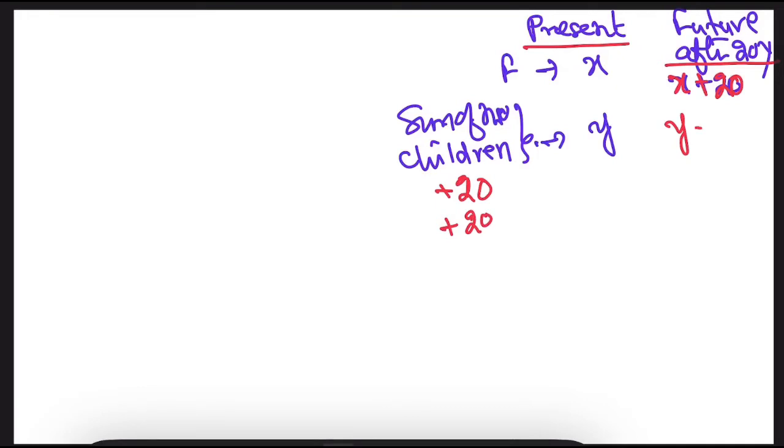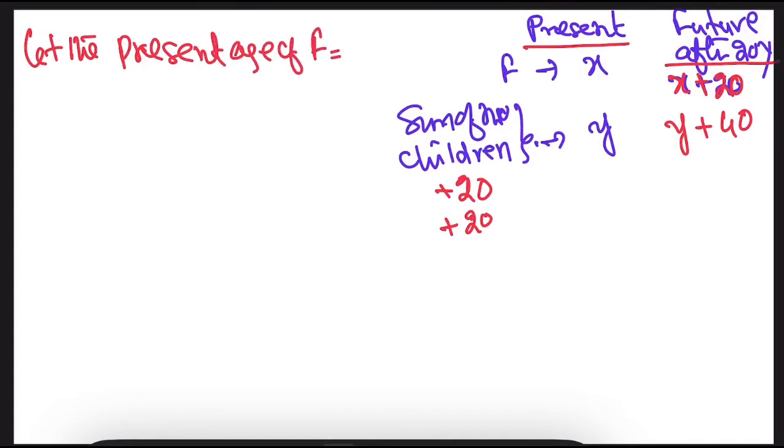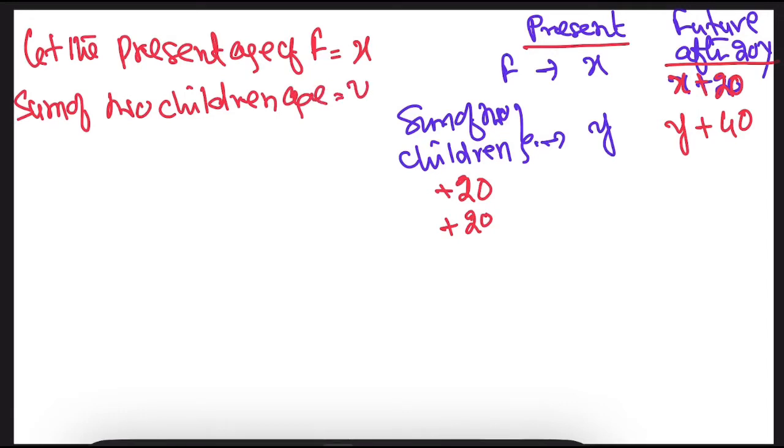So then it will become y plus 2 children, 20 into 2, that is 40. This is the condition he has given. Now let us write, let the present age of father be x and the sum of two children's ages, let's write y.